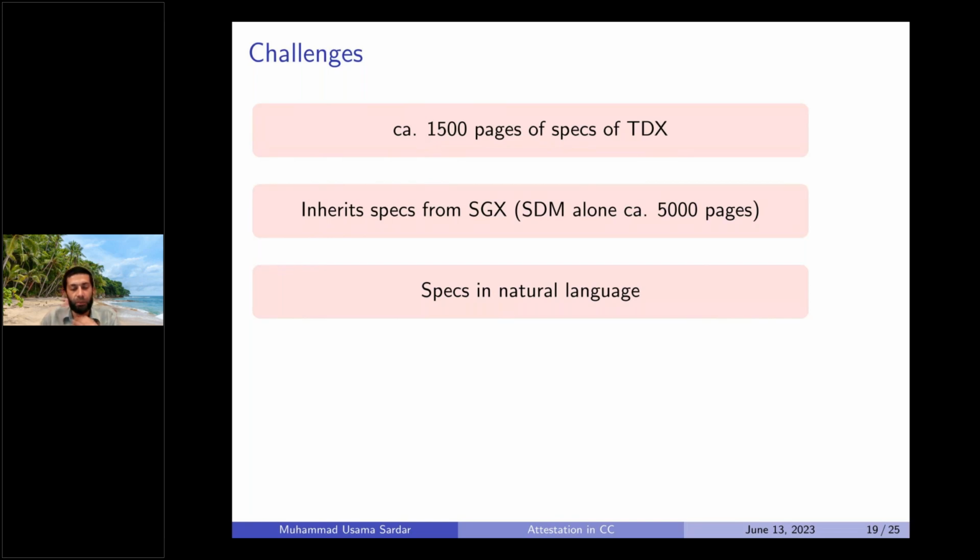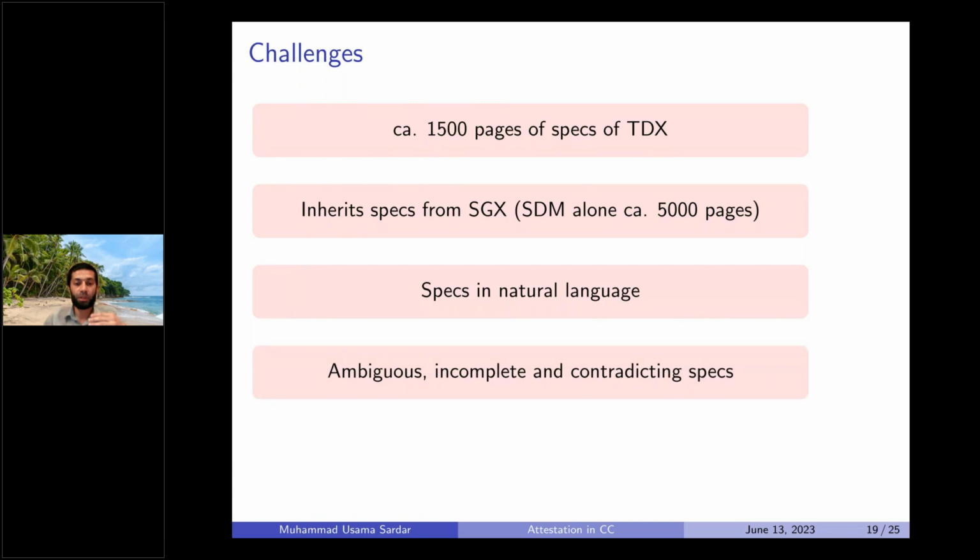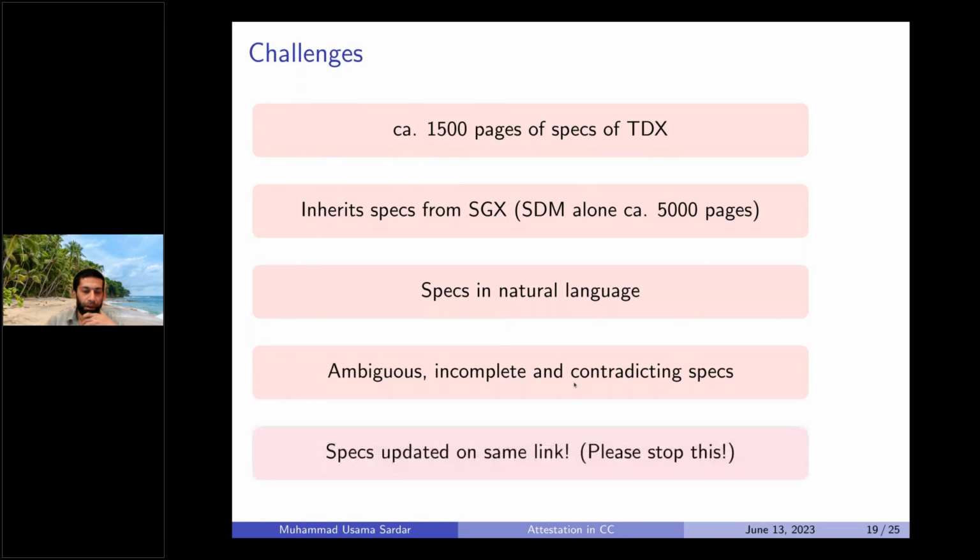And the specs released by Intel were in natural language, which are naturally ambiguous. One can interpret them in many different ways, and they are incomplete, as I said, and even contradicting. And what was problematic for us was that Intel kept updating the specifications on the same link, by link I mean the web page where a spec was uploaded. So one cannot find the old ones to see what has actually changed and how the revision has gone, and the previous versions were not maintained.